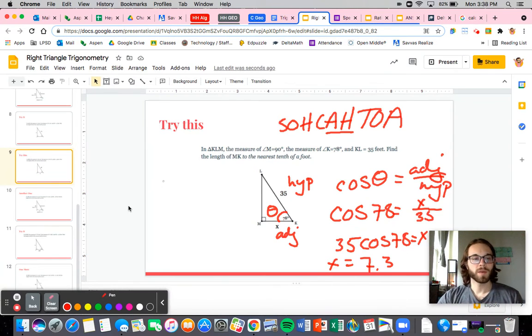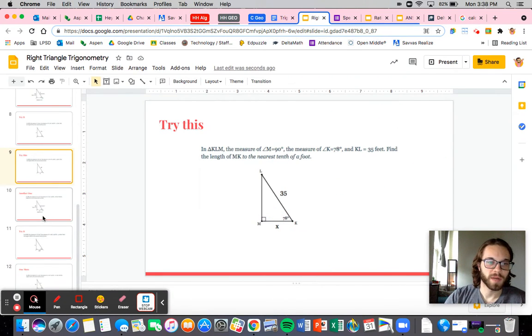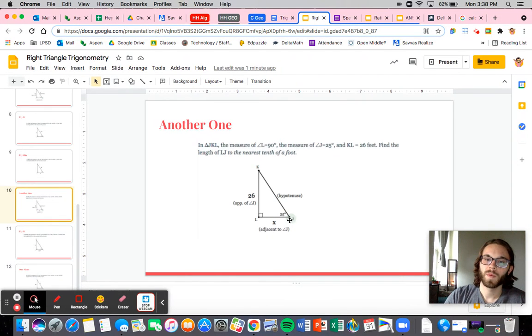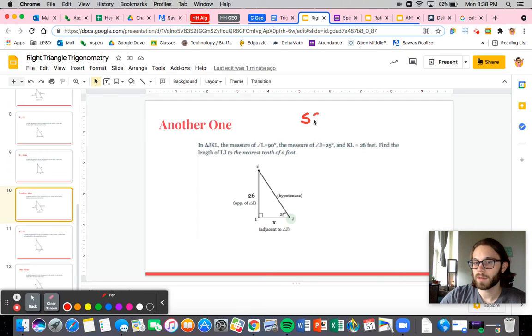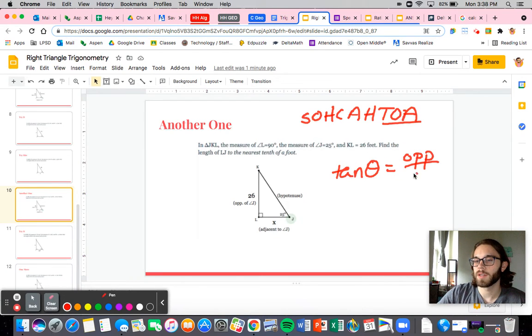All right, so continuing on. Let's do another one. Here, what do we have? We have an opposite and an adjacent. So we need O and A. So we have SOH CAH TOA. I need the O and the A, tangent. So tangent of theta is equal to opposite over adjacent. Here's my angle. I need the opposite, which is 26.